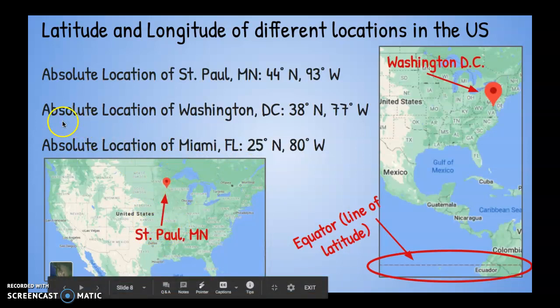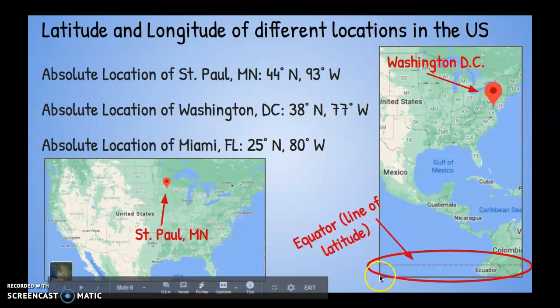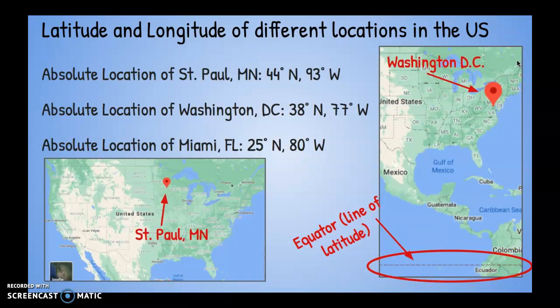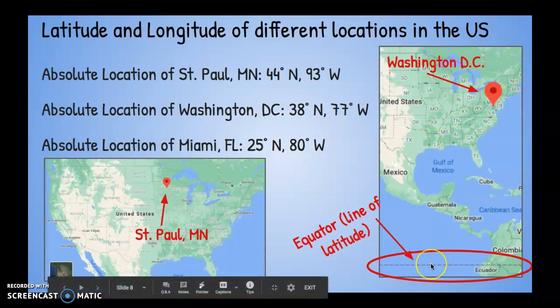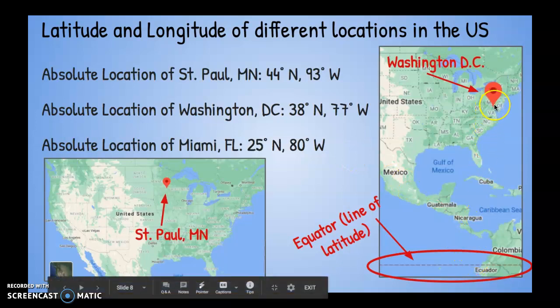Next, I show you the absolute location of Washington, D.C. 38 degrees north, 77 degrees west. In this visual photo, it shows you Washington, D.C. It is interesting because in this map, I wanted to try to include a line of latitude so that you could see, oh, that's what that means. So technically, this 38 degrees north between here and here is 38 degrees.